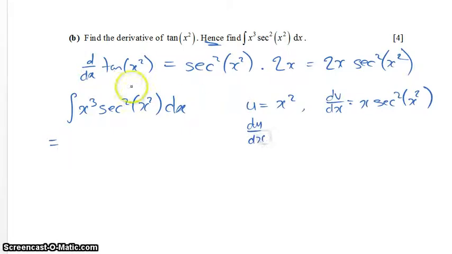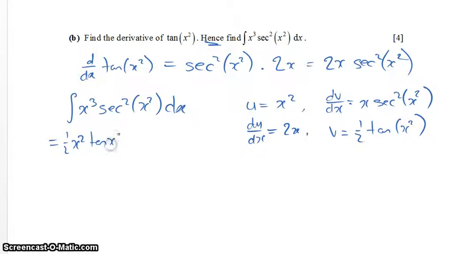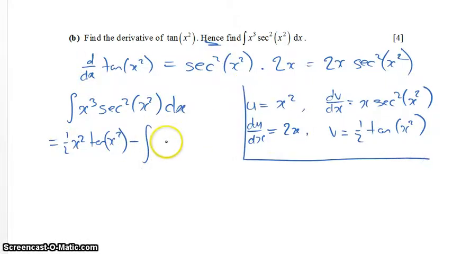So you can see I haven't done a perfect split. I've taken one of these x's and attached it to the secant squared. So if I differentiated x squared, I'd get 2x. If I integrated x secant squared of x squared, it's almost this, except I need to divide by 2. So I'd get 1/2 tangent x squared. So we know what we're going to get here. We get 1/2 x squared tangent x squared, u times v, minus the integral of 2x times a half tangent x squared.